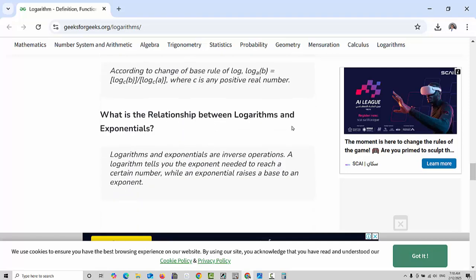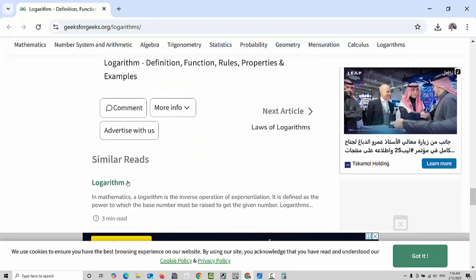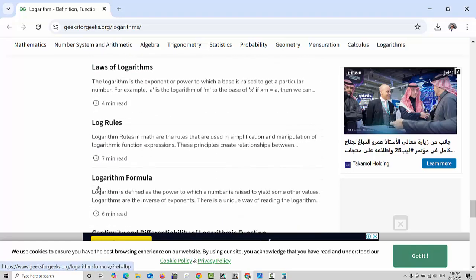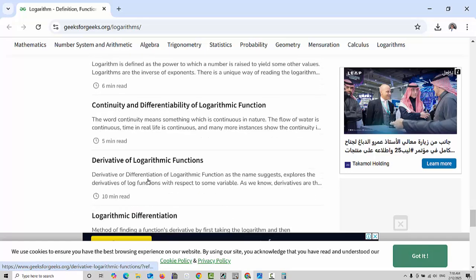What is the relationship between logarithms and exponentials? They are inverse operations. You can see what it is saying: logarithms and exponentials are inverse operations. A logarithm tells you the exponent needed to reach a certain number, while an exponential raises a base to an exponent. So all these details, laws of logarithms, log rules, and logarithm formulas, you can read in the manual.